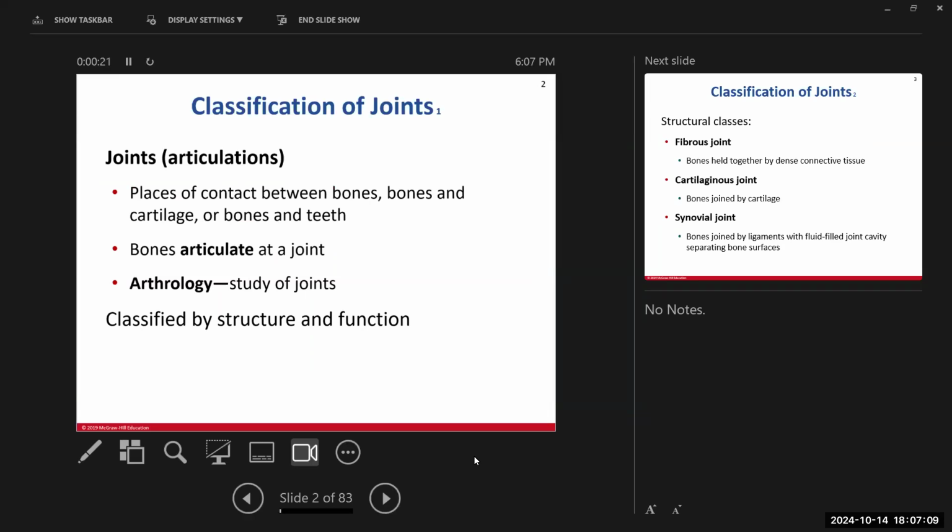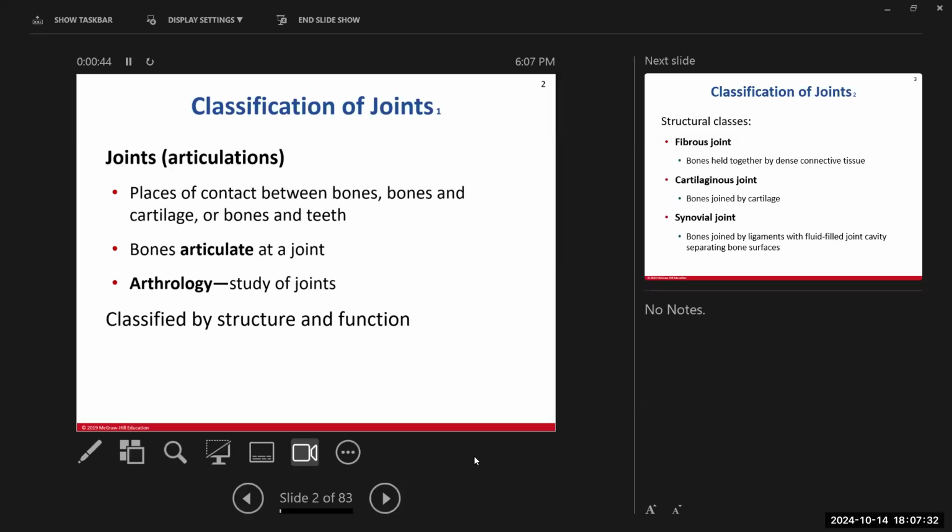All right, so there's your definition of what a joint or an articulation is. Predominantly, it's a place where bones connect with one another. But in this chapter we're going to see a couple of other types of connective tissue or structures that also make up a joint.